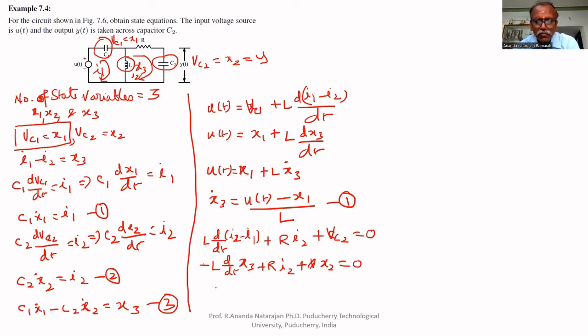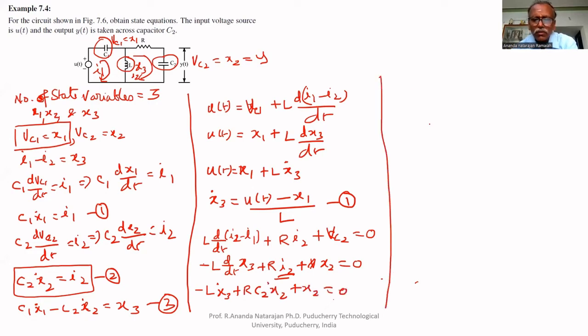Therefore, now we can substitute for I2. I2 equal to what? I2 equal to C2 x2 dot, from the second equation. So if you substitute, minus L x3 dot plus R times C2 x2 dot plus x2 equal to 0. Therefore, we can find the equation for x2 dot.